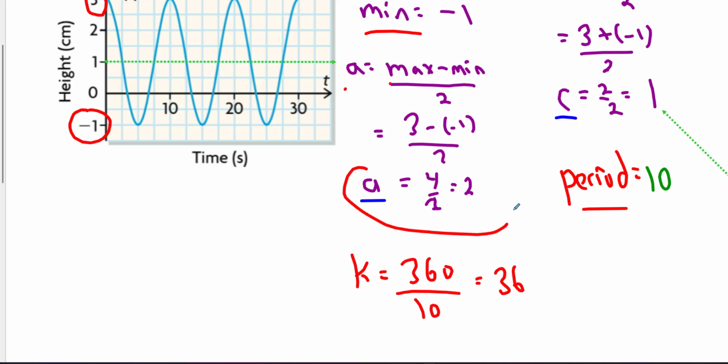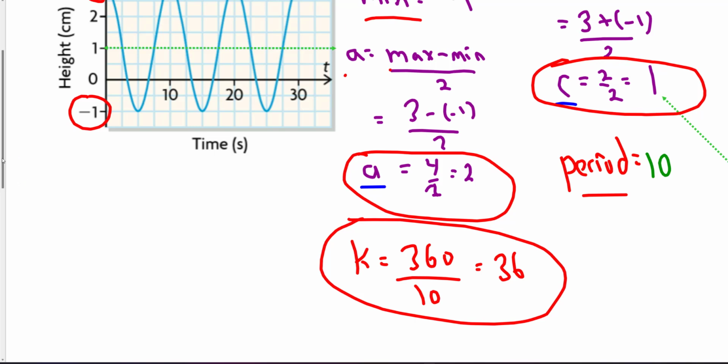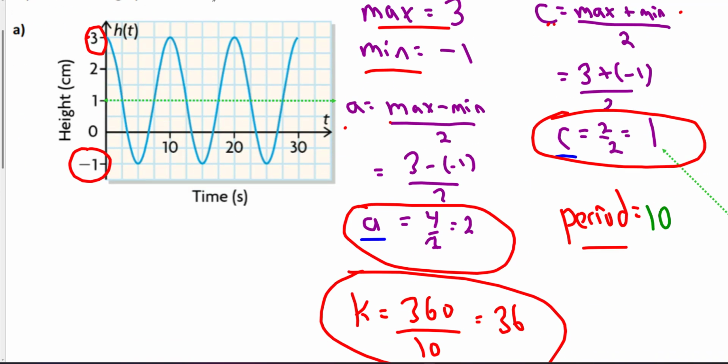I have now solved for my A value. I have now solved for my C value. And I have solved for my K value. I have solved for 3 out of the 4 transformation values. And these are the easiest three. And you can get like 80% of the marks by just doing these three. D is a little bit more difficult. It's a lot more difficult, actually. It's very confusing. But let's do it.